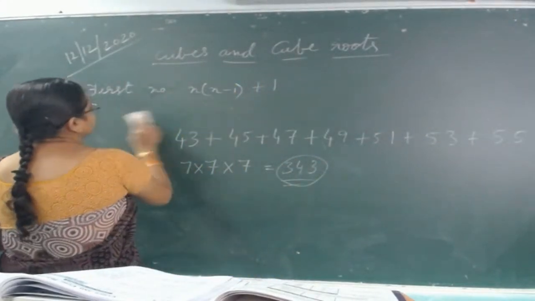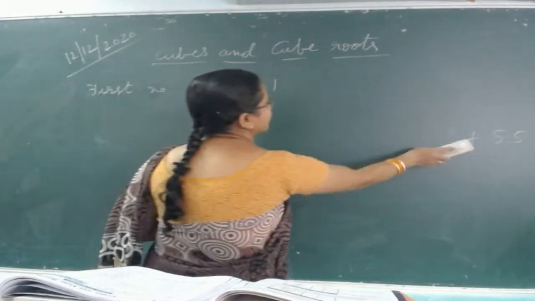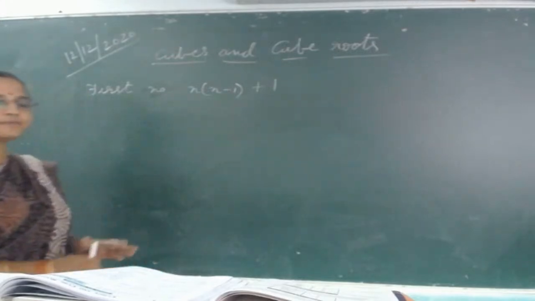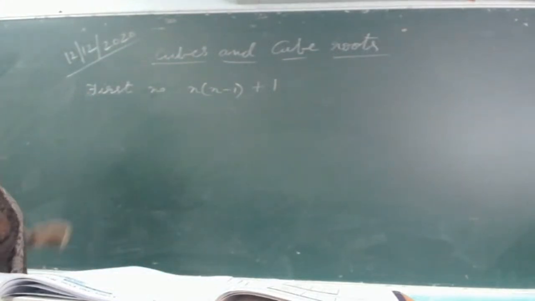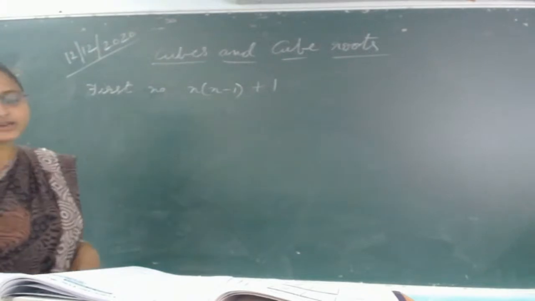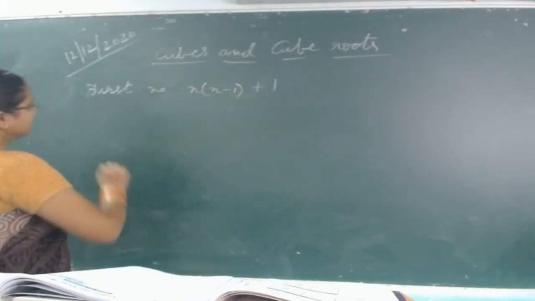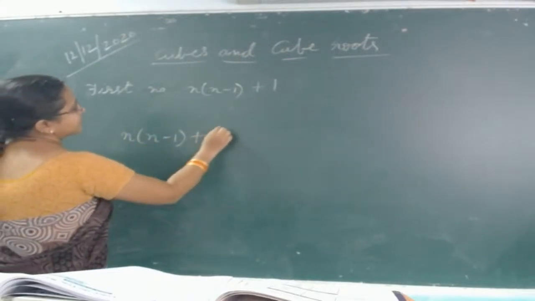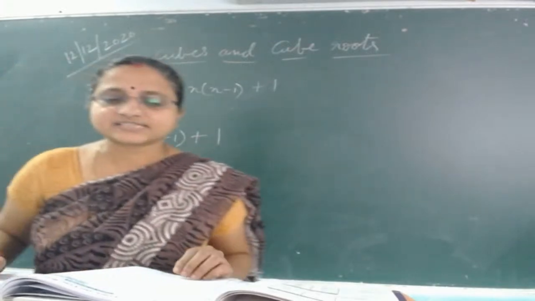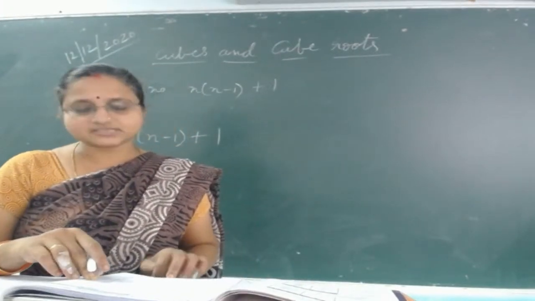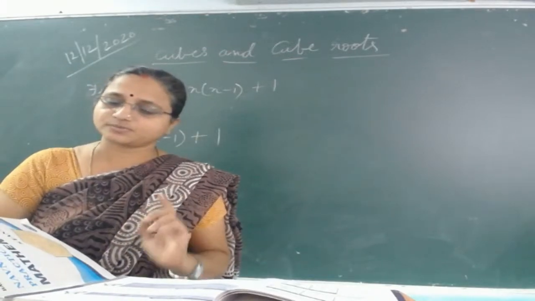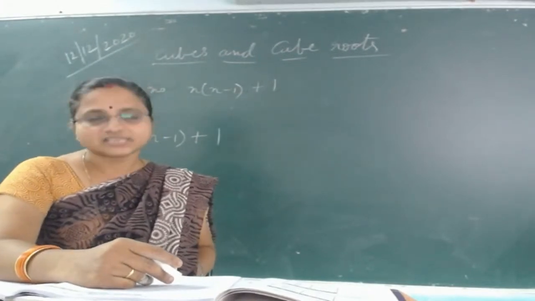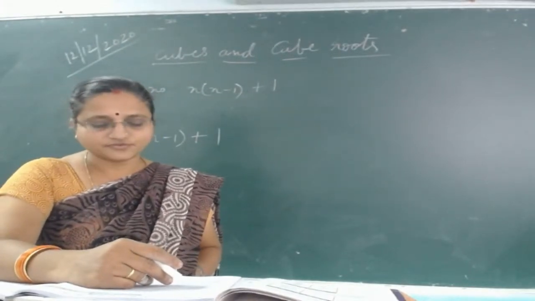What I told you is that you can express the cube of a number by adding consecutive odd numbers. But you have to first confirm from which odd number onwards you have to add. For finding that, you can take the rule n into n minus 1 plus 1. This is there in your practice workbook, the Navneet practice workbook mathematics. In that workbook you can see it on page number 66. There you have this formula.